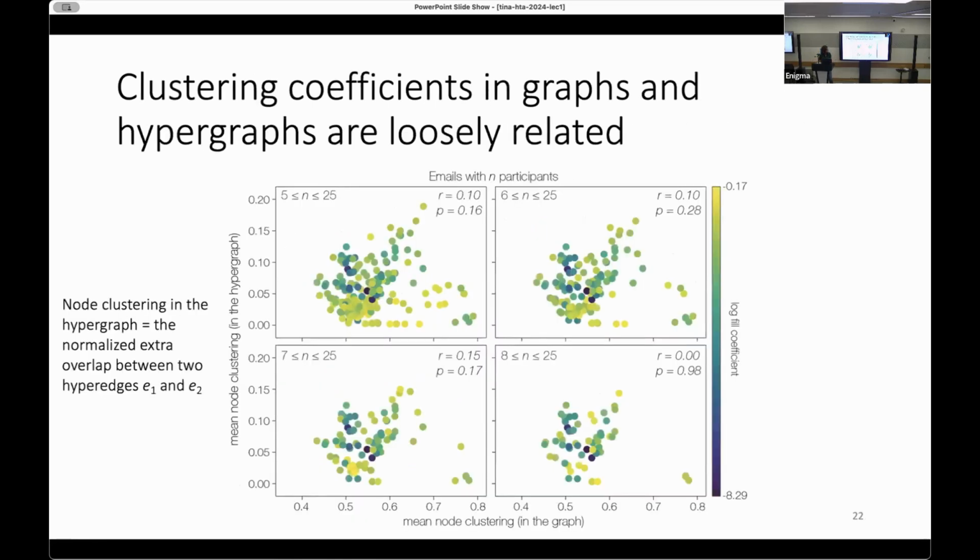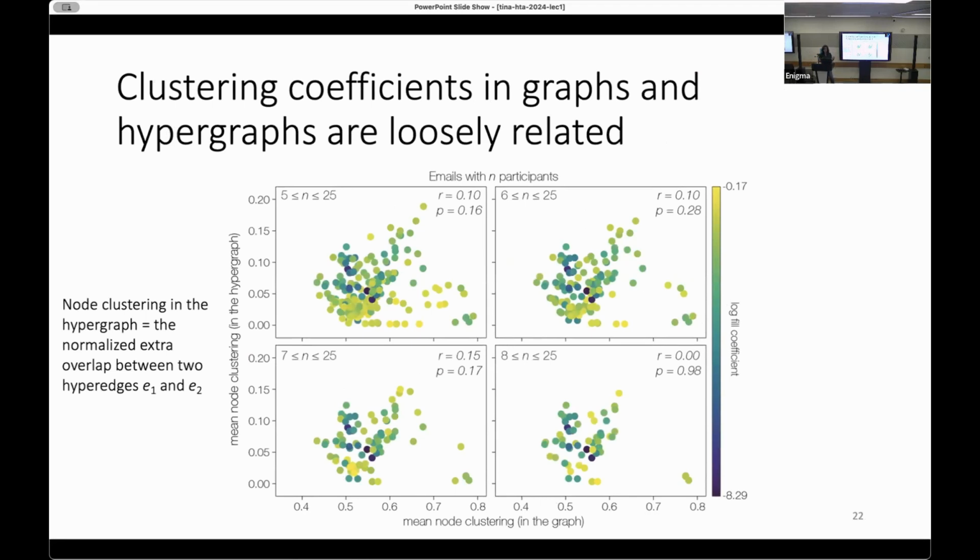that we looked at, these are emails and participants. On the x-axis, you're seeing the average node clustering. So around a node, how many triangles there are, or how many possible triangles it could have, and then you average over all the nodes. And on the y-axis, we have the average node clustering in the hypergraph.